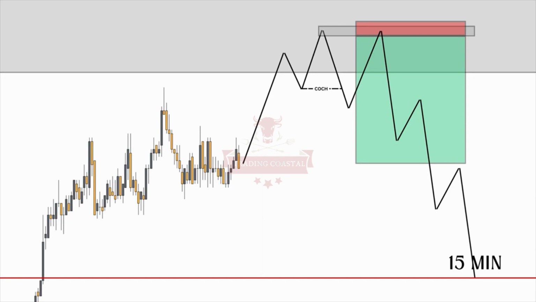Now this was just an example of how to enter a trade, and you could use multiple price action or smart money strategies to enter the market, but remember, more trades do not mean more profit.